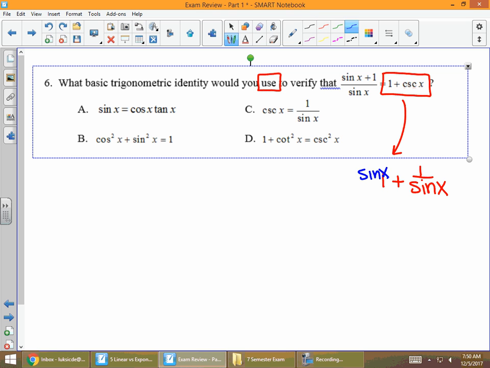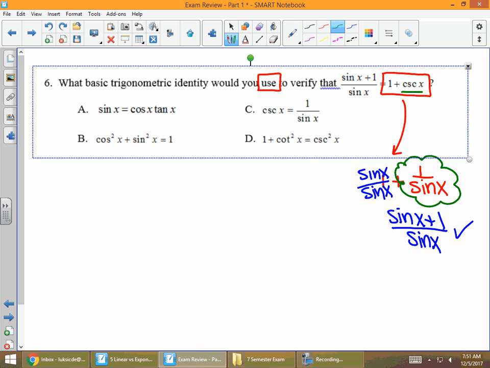And then, if you wanted to keep going, the way you would match the other side is just turning that 1 into a fancy form of 1, turning that 1 into sine over sine. Then you would get sine plus 1 all over sine. And you would probably at that point think, whoa, that proof was way too easy. What did I do wrong? But you didn't do anything wrong. The basic identity that you used here was that cosecant is the same as 1 over sine.